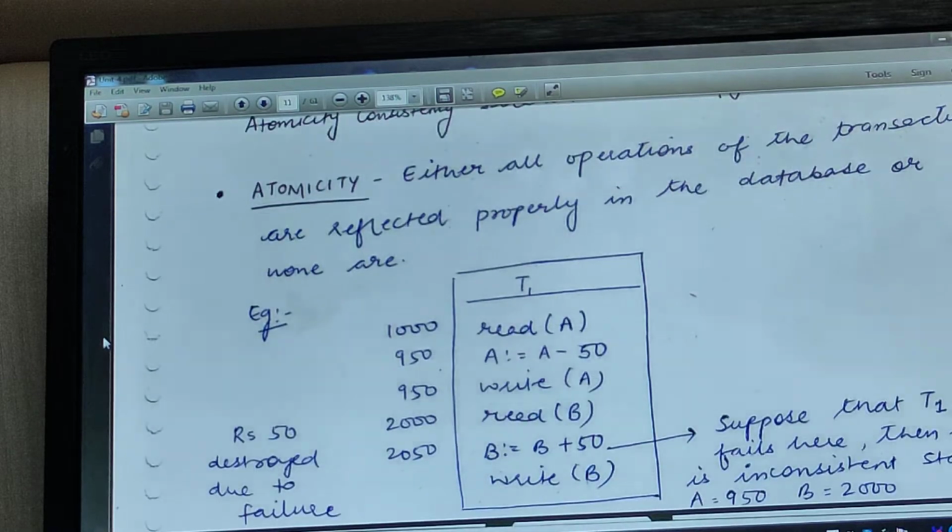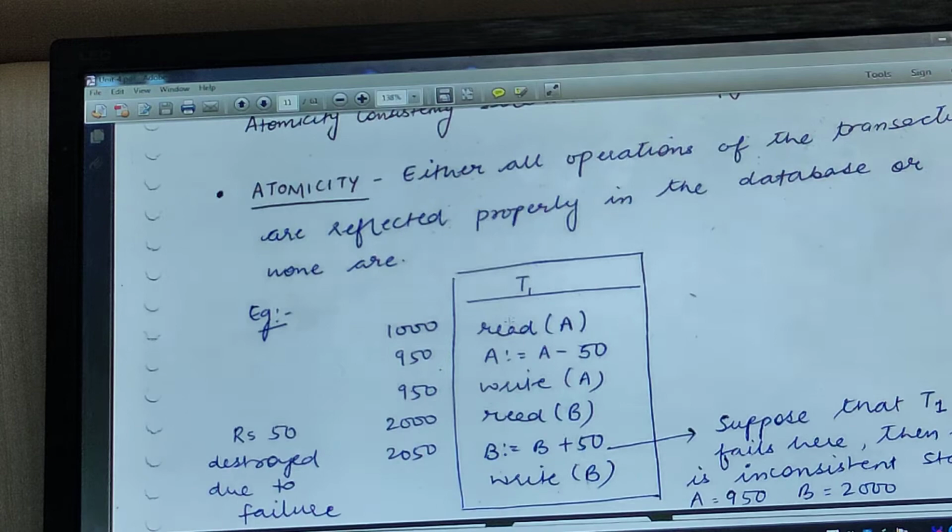Atomicity, we have studied this term earlier also, means either all operations of the transaction are reflected properly in the database or none are. Let's take an example. Suppose this is a schedule. T1 is the transaction and it is transferring rupees 50 from A to B. A is the account balance, B is the account balance of another person.